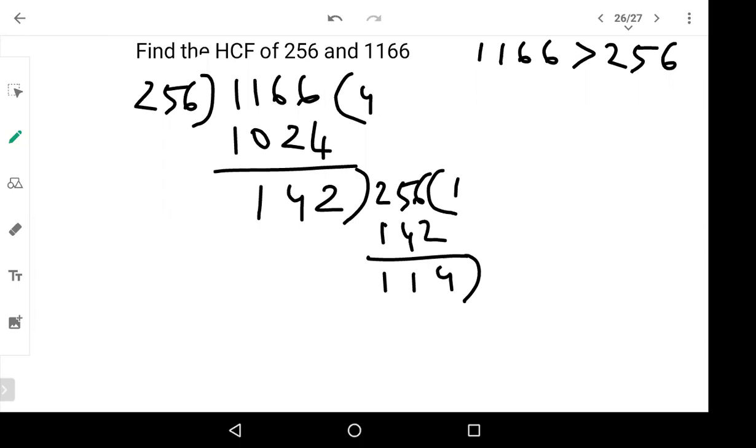Now which number should I take down? 142. Now again, 142, I think it will only go with ones are, right? So 114 ones are 114. Now do the subtraction. So I'll take one borrowing here. So this will become 12. So 12 minus 4 is... Yeah, HCF is 2.